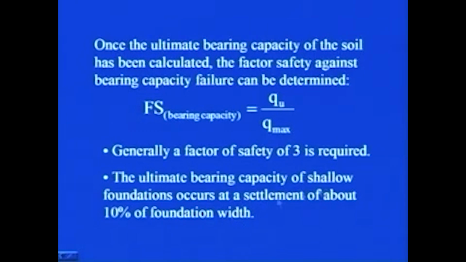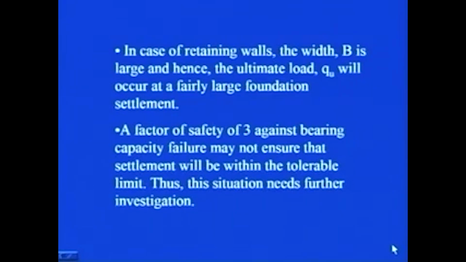The ultimate bearing capacity of shallow foundations occurs at a settlement of about 10% of foundation width. So, this aspect also we must take into account. Now, in case of retaining walls, the width B is large, and hence the ultimate load QU will occur at fairly large foundation settlement, and a factor of safety of 3 against bearing capacity failure may not ensure that the settlement will be within tolerable limits. So, this aspect we should always keep in mind, and we should provide for further investigation as far as this aspect is concerned.